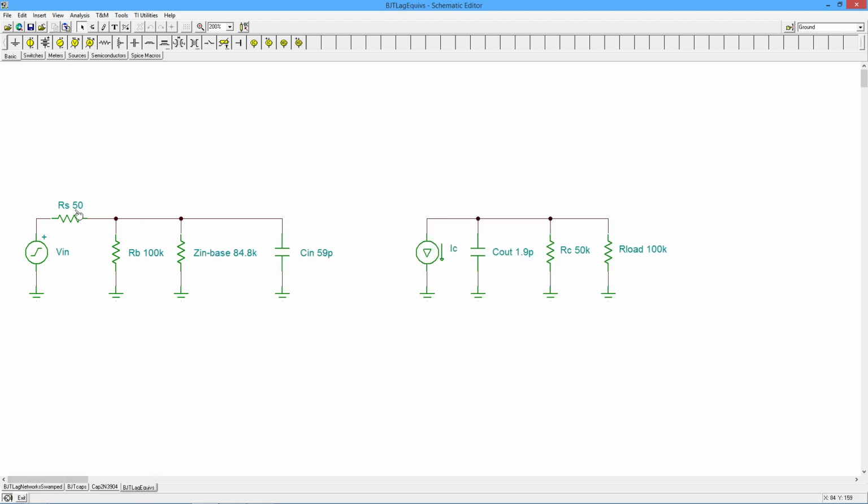So we had that 50 ohm on the source. We had a base biasing resistor of 100K. The Z in base is going to work out to be about 85K. So we had a beta of about 75, 1K swamping resistor, and about 130 ohms for the R prime E. So when you multiply that out, you're going to get about 85-ish K. And then we have the C in, which I'll get to in a sec. That's all of the input capacitance, the lag capacitance. And on the output end, we have the load resistor of 100K, the collector biasing resistor of 50K, just like we would when we're calculating gain, and then an output capacitance.